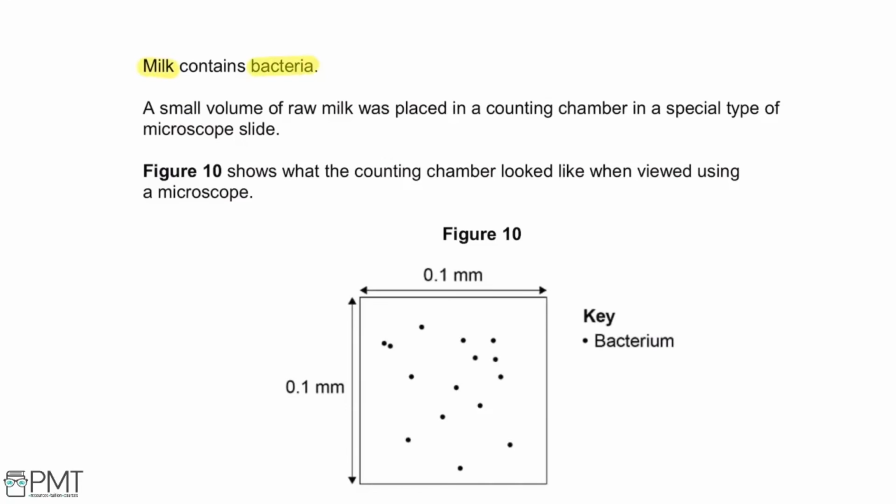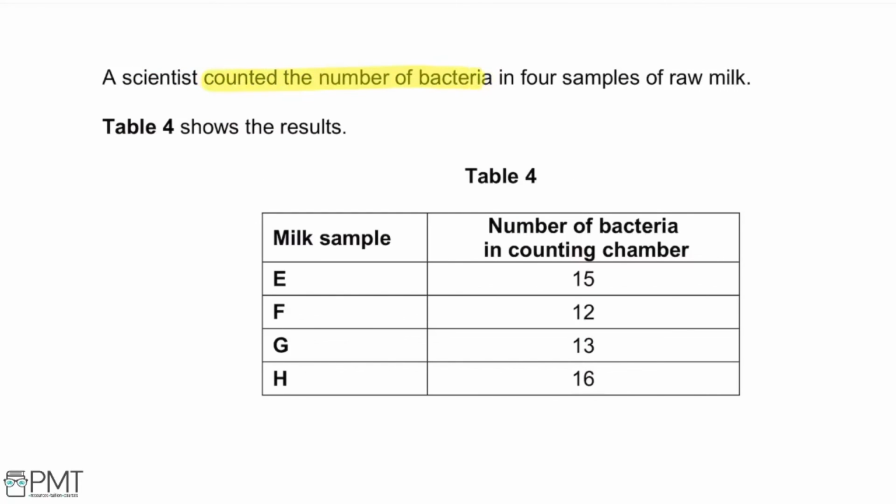Milk contains bacteria. A small volume of raw milk was placed in a counting chamber in a special type of microscope slide. Figure 10 shows what the counting chamber looked like when viewed using a microscope. So here's figure 10, and a single bacterium is represented by one of those small black dots on a 0.1 by 0.1 millimetre square. A scientist counted the number of bacteria in 4 samples of raw milk. Table 4 shows the results. So here we have table 4. The left-hand column is the milk sample from E through to H, and the right hand is the number of bacteria in the counting chamber.